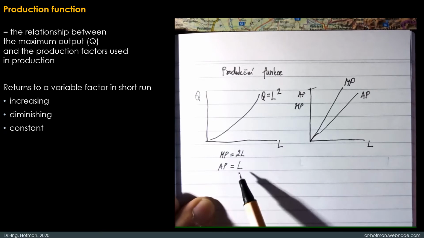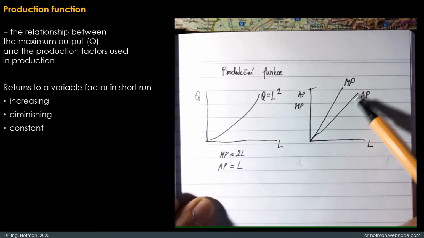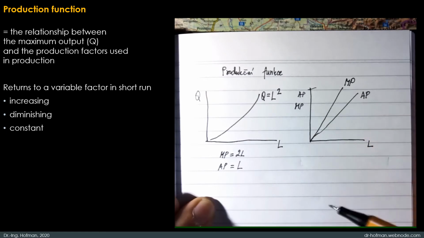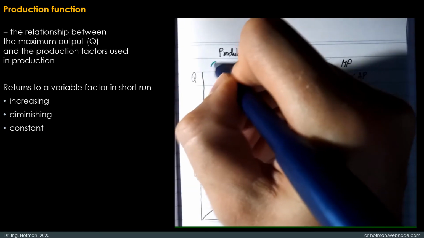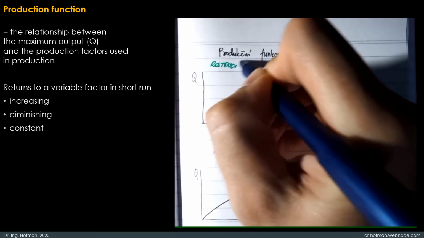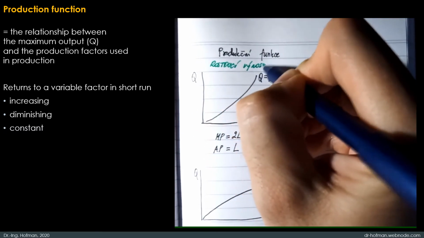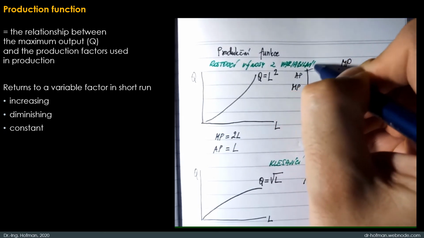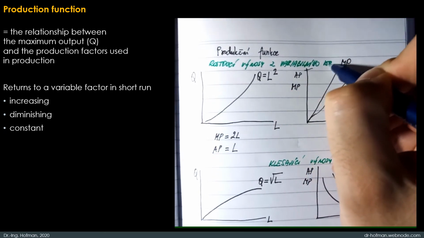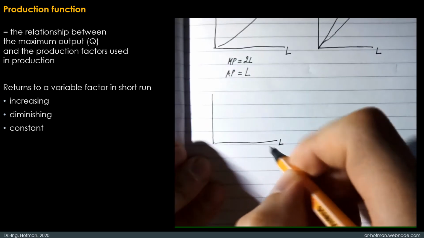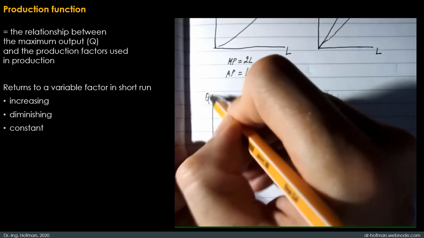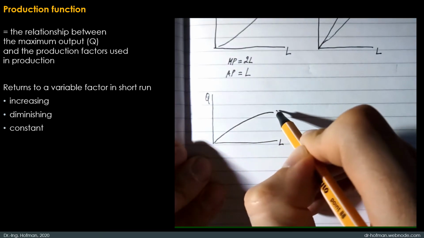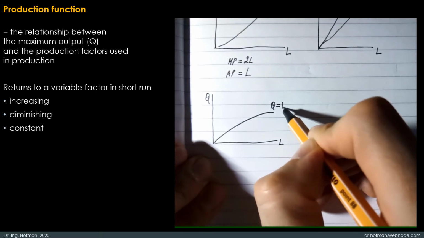So let's repeat that this situation in economic theory is called increasing returns to a variable factor in the short run. Let's go to the second situation. We speak about diminishing returns to a variable factor in the short run.